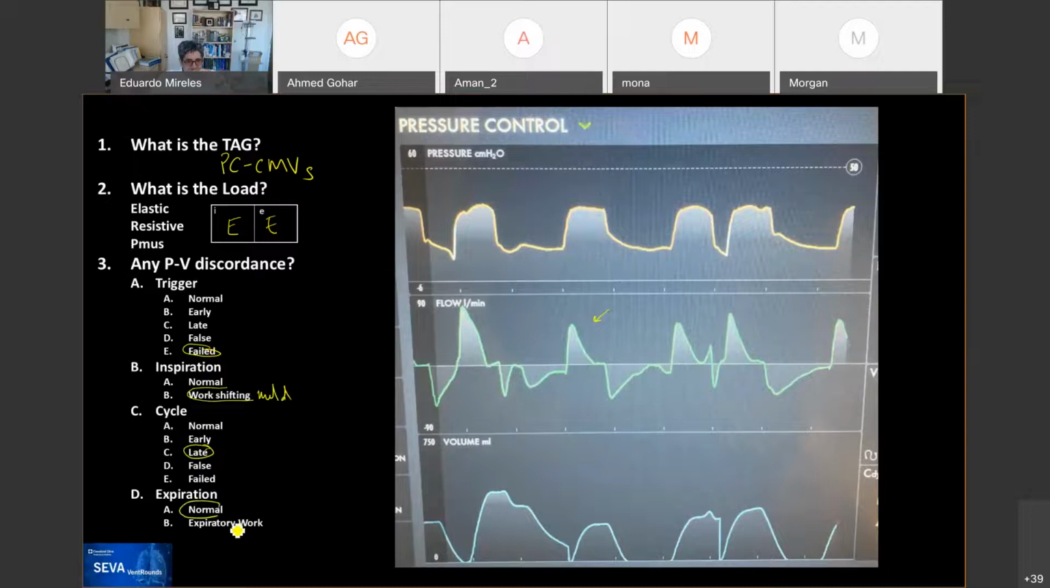And then I would just comment that the discordancies are probably linked because of the long inspiratory time and late cycle. It's probably why the patient is having missed or failed triggers, because the patient is initiating a breath soon after the first breath is terminated. So I think one thing we can do in here is shorten the inspiratory time, or the easiest thing to do, depending on the goals, is to switch to PC-CSV.